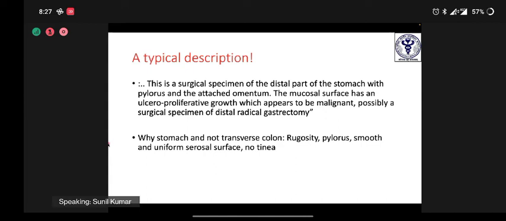The counter question will be, why do you say that this is stomach and not transverse colon? Then your answers would be there are rugae, there is a pylorus on the other end, and the serosal surface or the outer surface is smooth. It's not having any tinea. So I said that this is a gastric specimen having a gastric tumor, probably a gastric cancer. If this much is there, then at least your initial job is done, and then the viva proceeds from there.